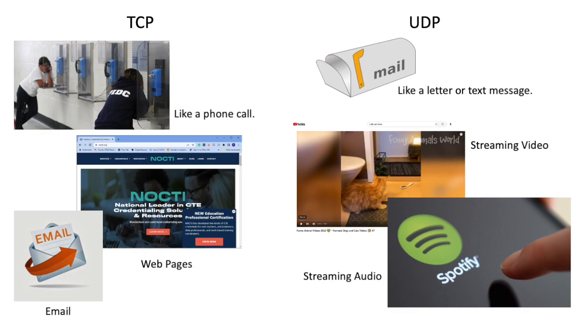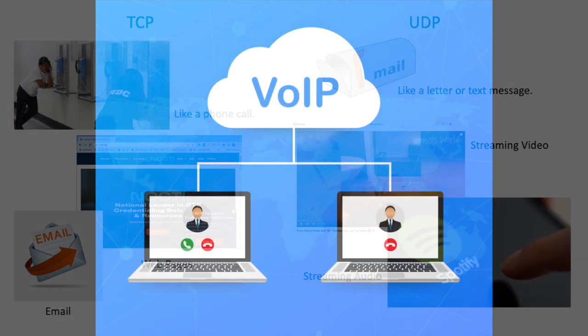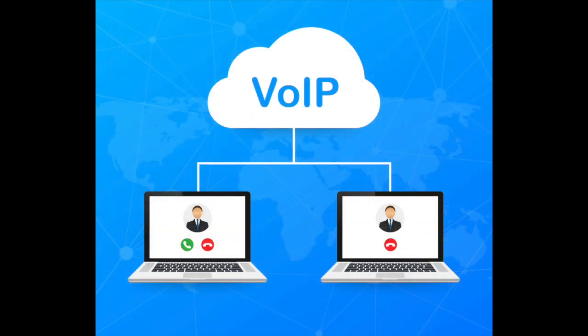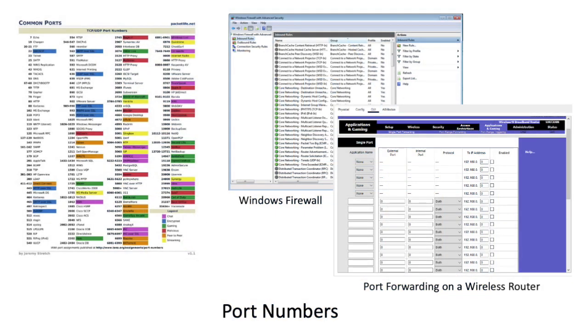TCP is used for important communications like displaying web pages or emails. UDP is used for time-sensitive communications like streaming video, streaming audio, and voice over Internet Protocol or VoIP calls. Both TCP and UDP use port numbers to keep track of the application layer protocol to which the message is intended.